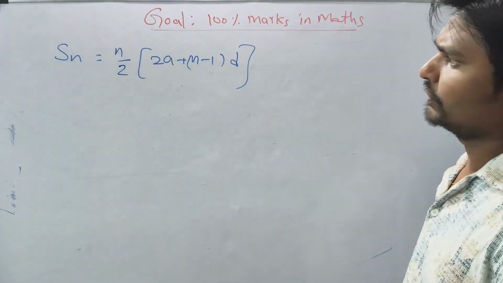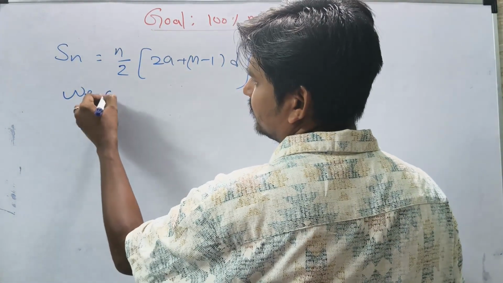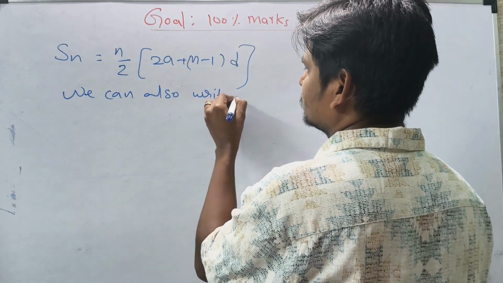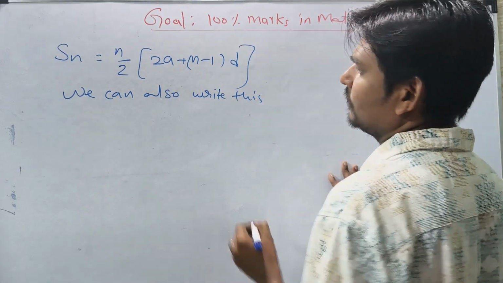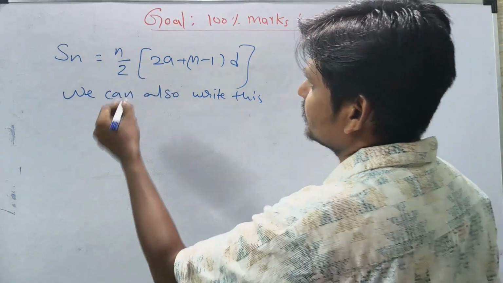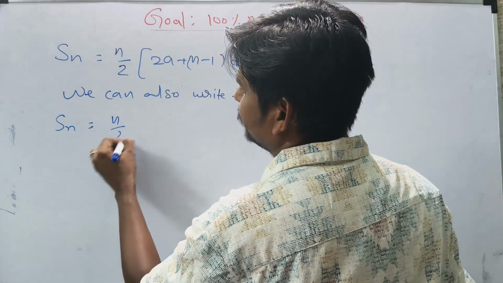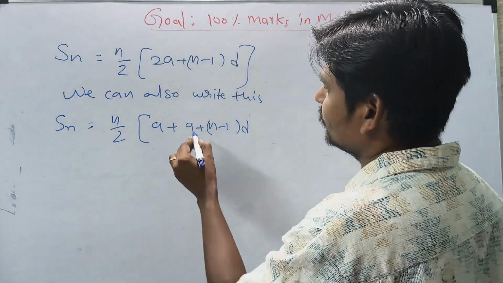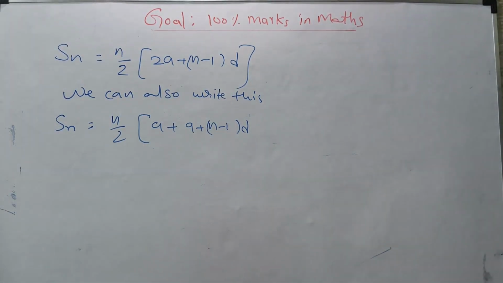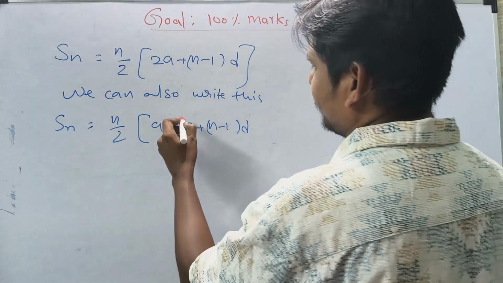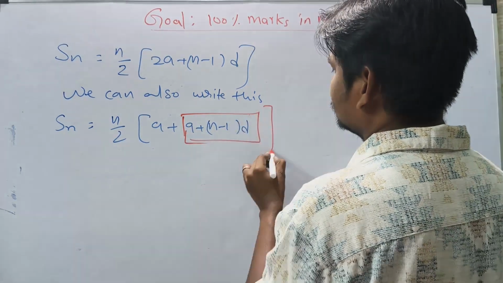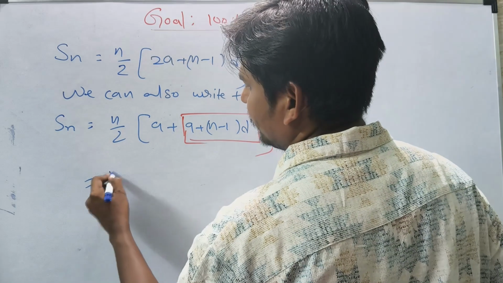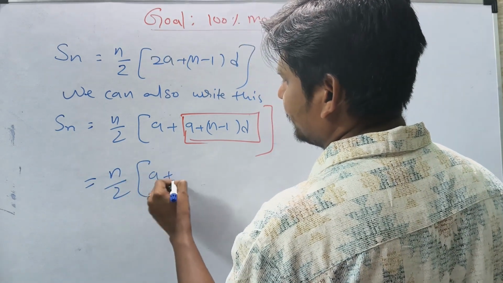2a plus n minus 1 into d. We can also write this as follows. Shall I write Sn is equal to n by 2 into a plus n minus 1 into d? We already know that a plus n minus 1 into d is nothing but the last term of an AP only. So it is n by 2 into a plus an.